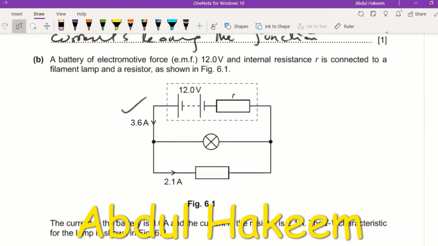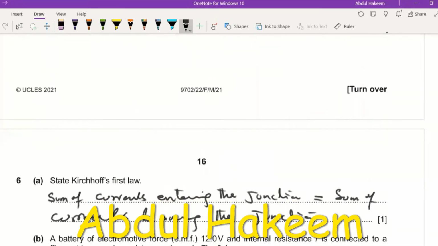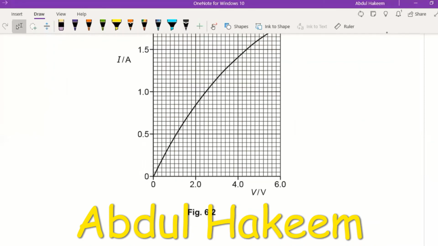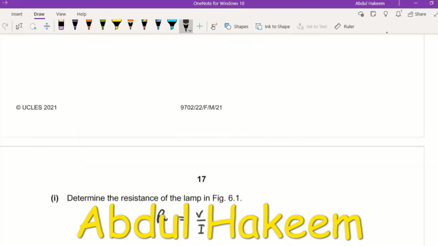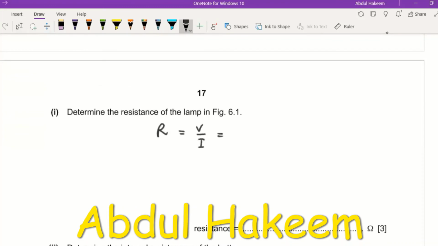So look at this. 3.6 current is coming from the battery. 2.1 is going through this one. So how much current is 3.6 minus 2.1? It's 1.5. And what is the voltage for 1.5 current? This is approximately 4.4. So from the graph, 4.4 divided by 1.5 after calculation is 2.93. So we will write 2.93.